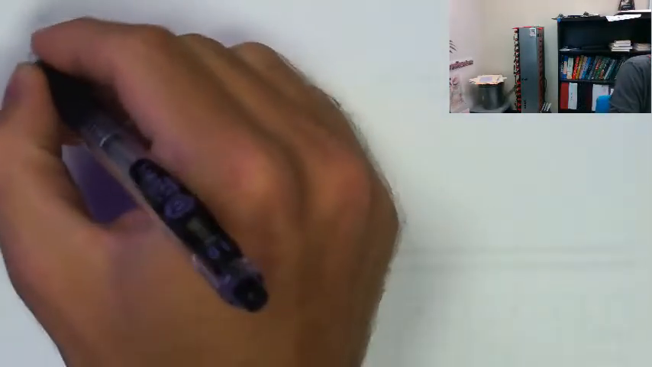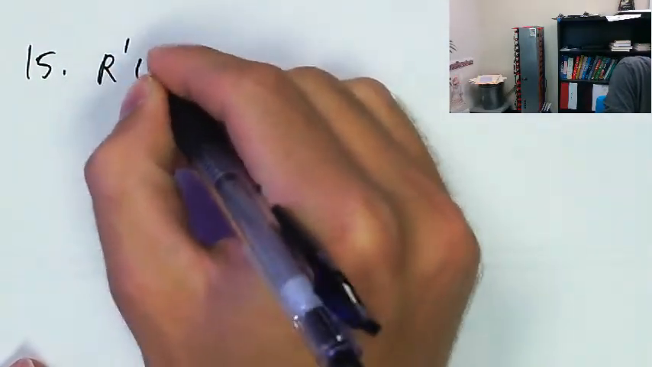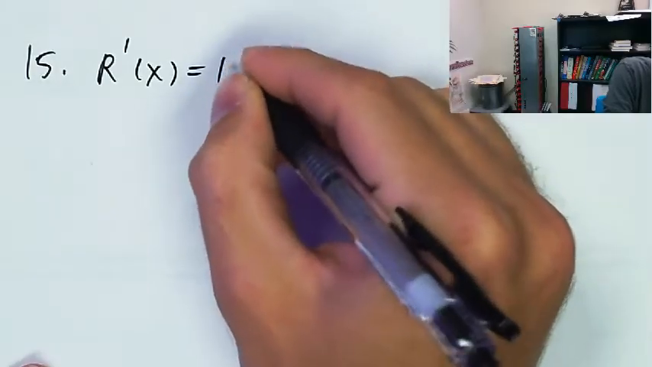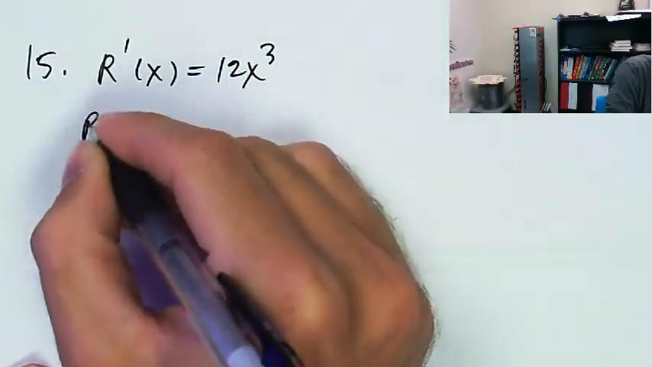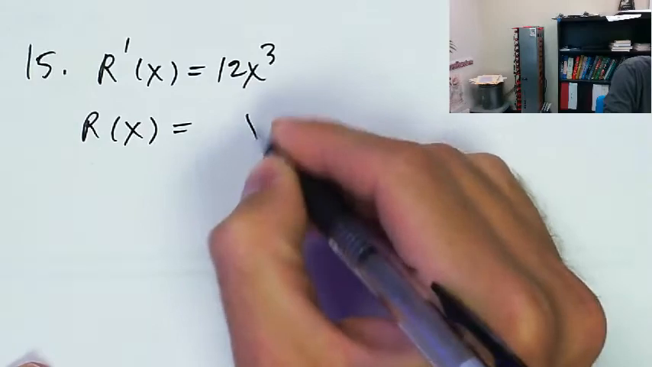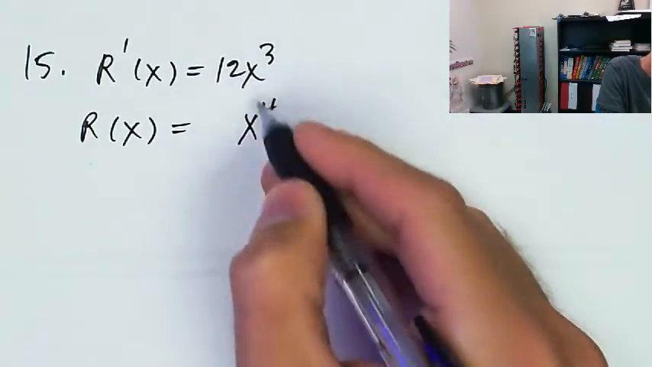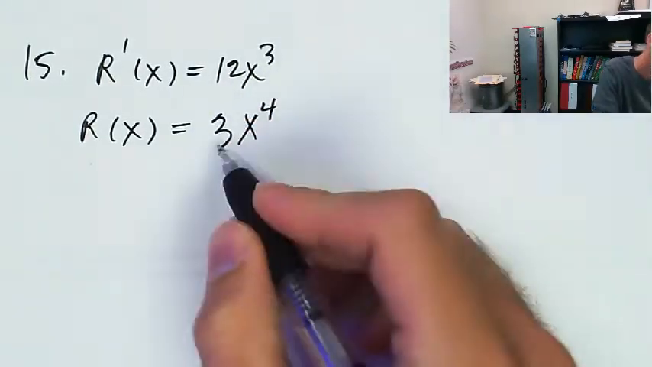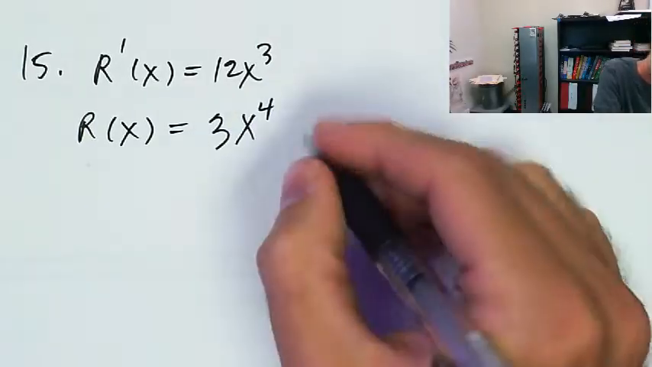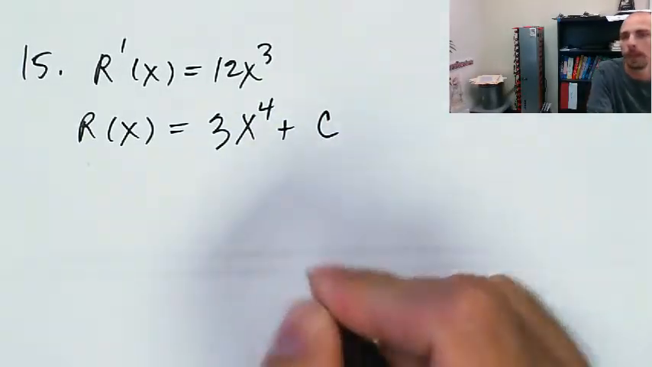All right, number 15 is pretty similar. It's like the polynomial with a given derivative. Okay, so I know that if it's going to be a polynomial and its derivative is third power, it's going to be fourth power. Okay, so r prime of x equals 12x to the 3, meaning r of x equals increase the power by 1, divide by the new power. 12 divided by 4 is 3. And you can also check to make sure that works with the power rule. That'll be quick enough. Plus c.